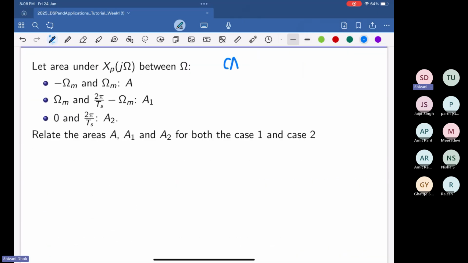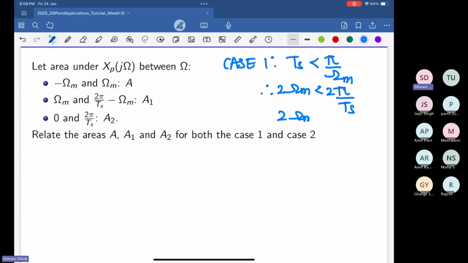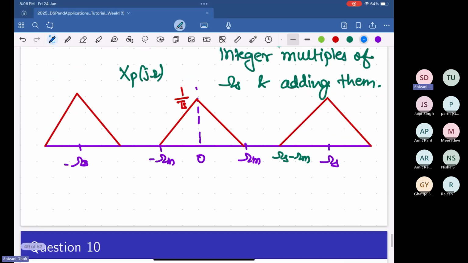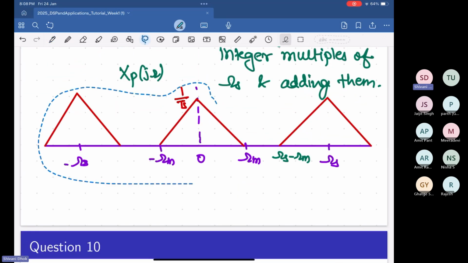Case one is the case when we have Ts less than pi by omega m, which means that omega m is less than or equal to pi by Ts. If I multiply both sides by 2, we have 2 omega m less than omega s. So we have omega s greater than 2 omega m, that is, omega m less than omega s minus omega m. This is exactly the same situation that we have drawn here.